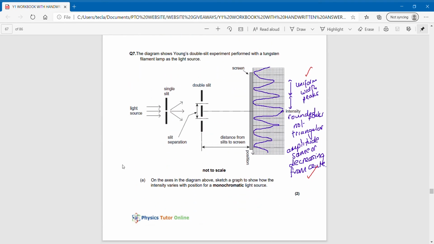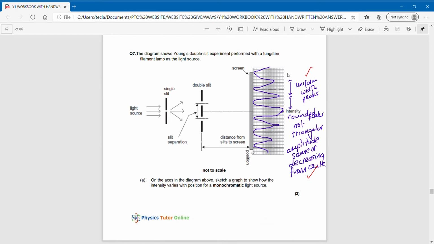Okay, question 7 is a Young's double slit experiment performed with a tungsten filament lamp as the light source. On the axis in the diagram above, sketch a graph to show how the intensity varies with position for a monochromatic light source. So I drew these with a graphics tablet.